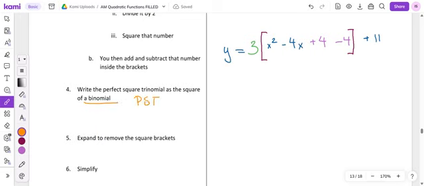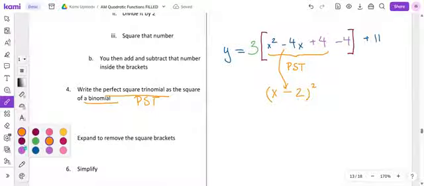Next, I will take these 3 terms, which are my perfect square trinomial. I'll factor them in one step because I know I take the square root of the first term. What's the square root of x squared? Yes. What's the square root of 4? 2. And am I going to put a plus or minus in the middle? Excellent, because I look at the middle term. So that's my perfect square trinomial factored.